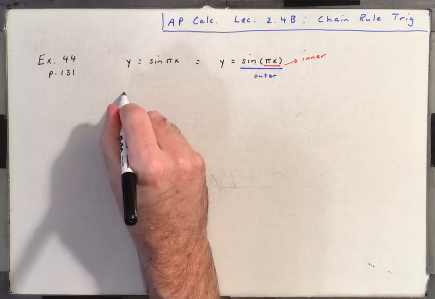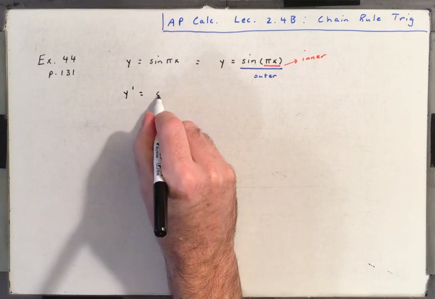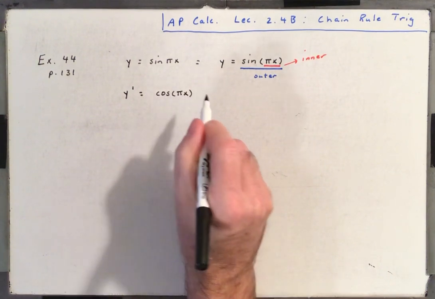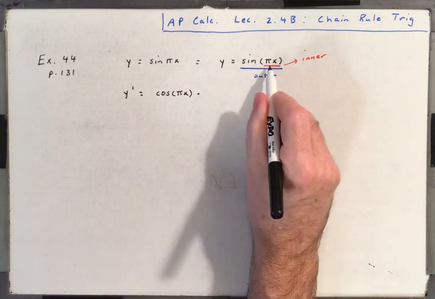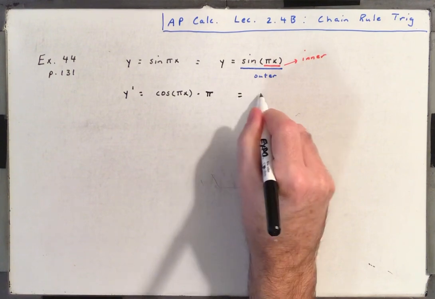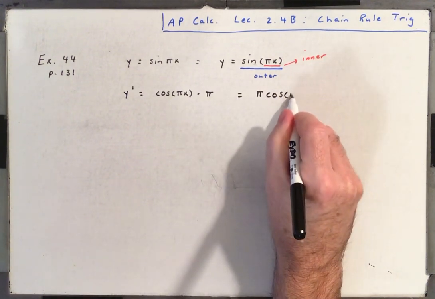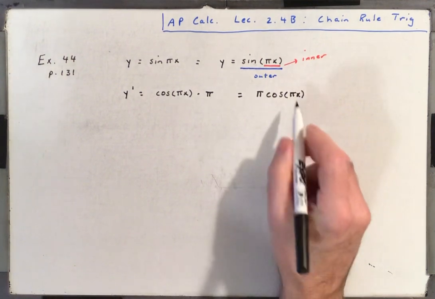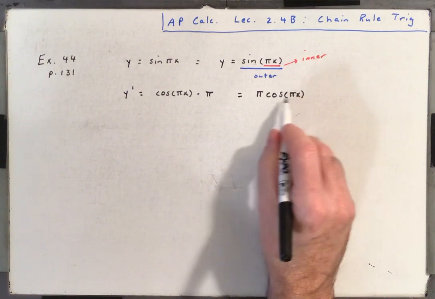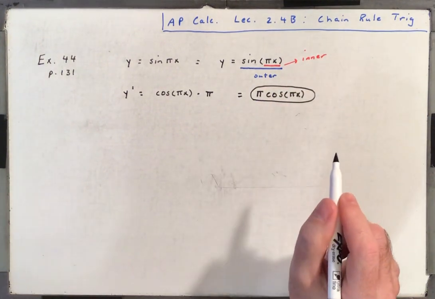So y prime is the derivative of the outer function. That would be cosine pi x times the derivative of pi x. Well, that would just be pi. So the answer is pi cosine pi x. Now you can take the parentheses away once you do the final answer, but I'm just going to leave the parentheses in there. Certainly nothing wrong with that.